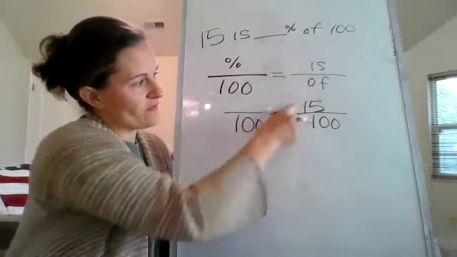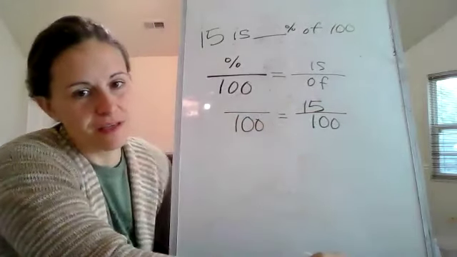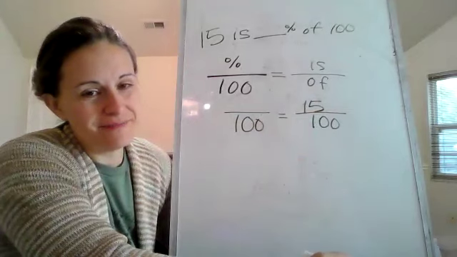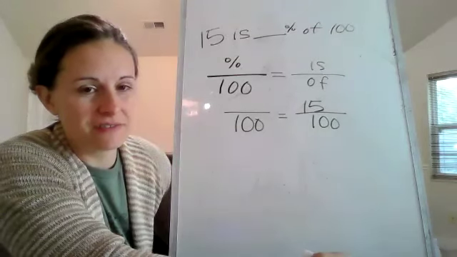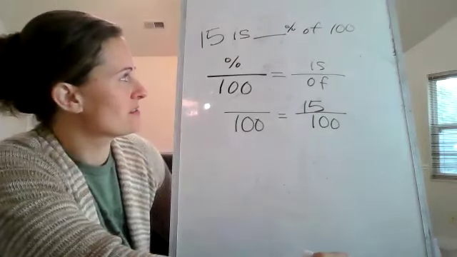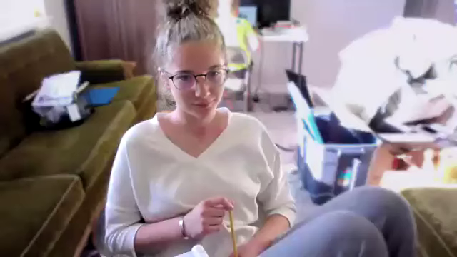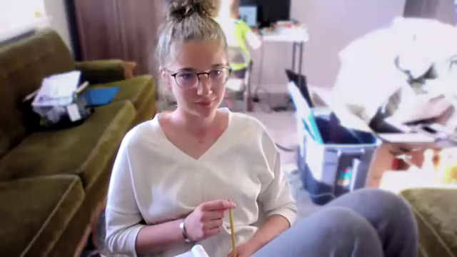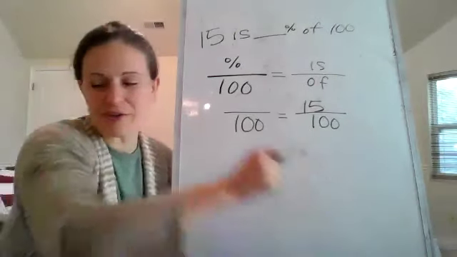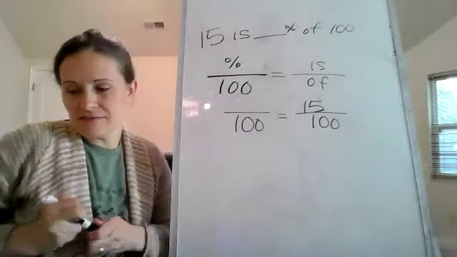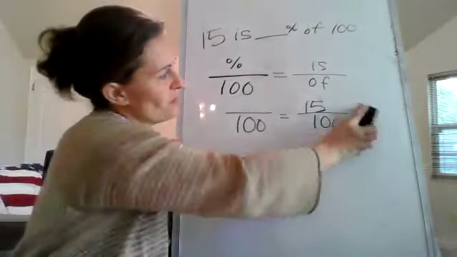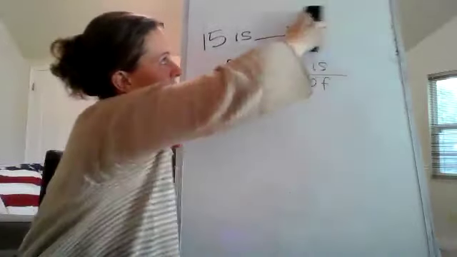Something 100ths equals 15 100ths. Do you see why that's super easy? You don't even have to make an equivalent fraction. They're already the same fraction, right? So what's the answer? Just 15. That's why it's an easy problem, because it already tells you anything out of 100 is the percent. So put that answer down in your book.